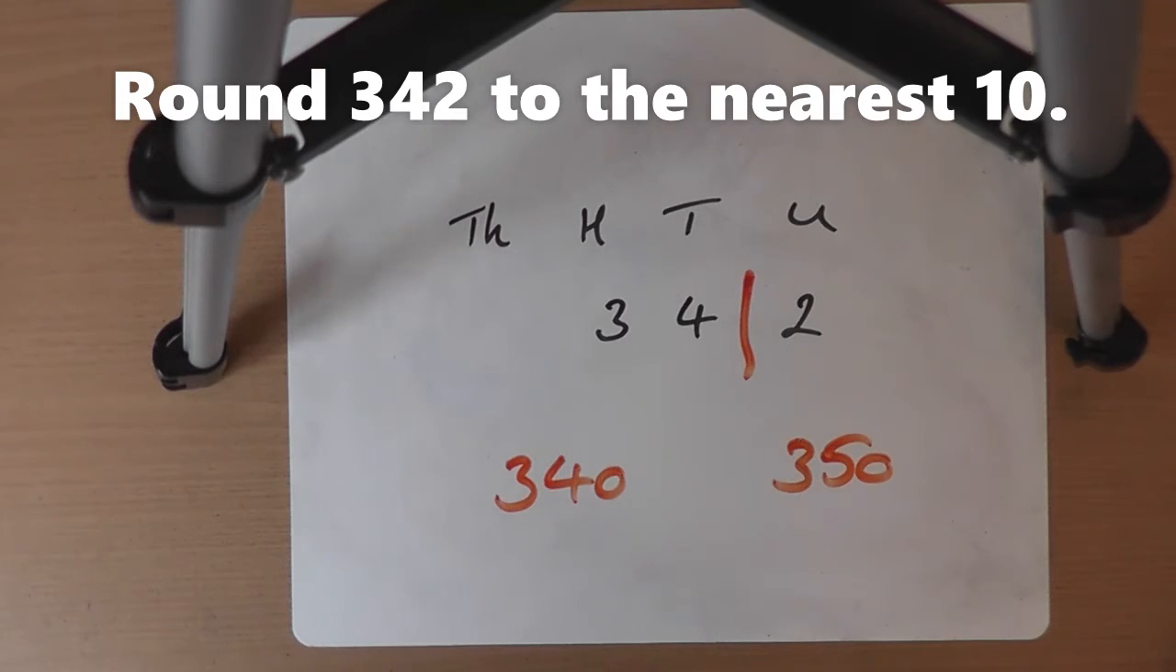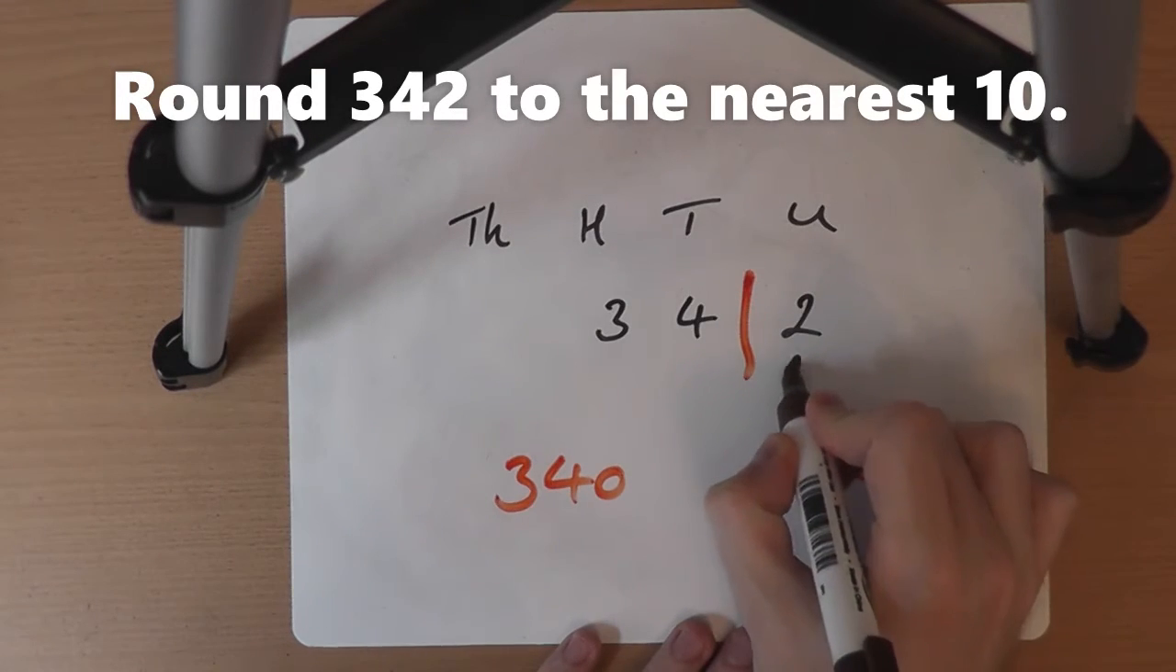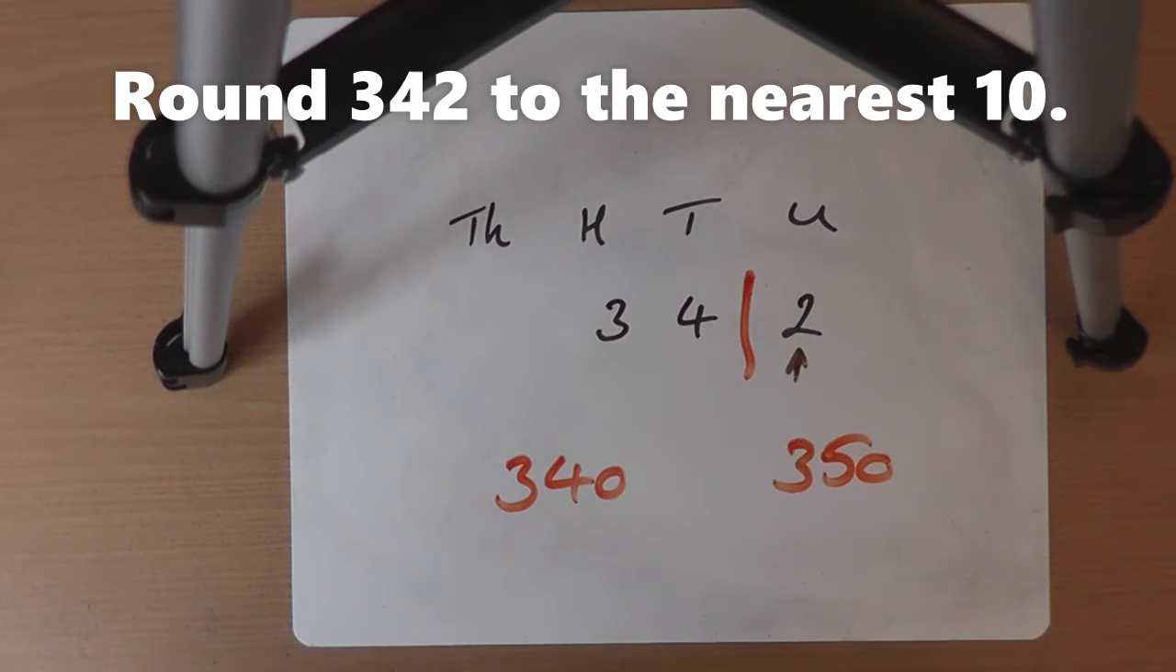To work out which one of those it's closest to, we look at the first digit after that split line. It is a 2. It being a 2 is lower than that 5 halfway point. If it's at the 5 halfway point or more, we would round up to the higher one. If it's less than that 5 halfway point, it must be closer to the lower value, so it must be closer to the 340, and 342 to the nearest 10 is 340.